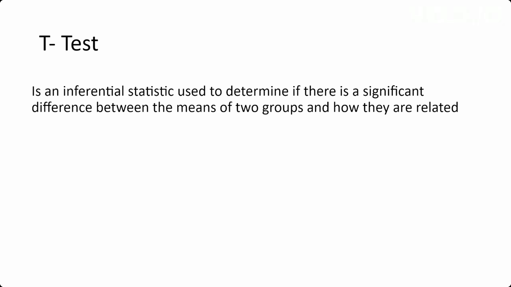So the key underlining word there is two groups. You are looking at two groups, and the means, the average, which we discussed in our descriptive statistics. One group has its own mean, the other one also has its own mean. Now you are trying to compare the differences in those means, if they are significant.